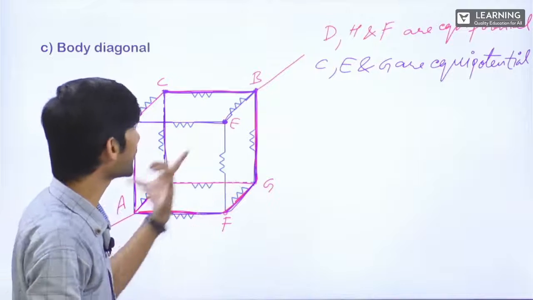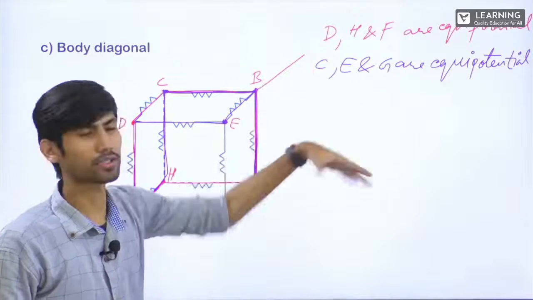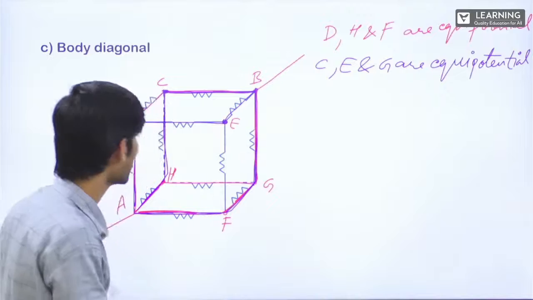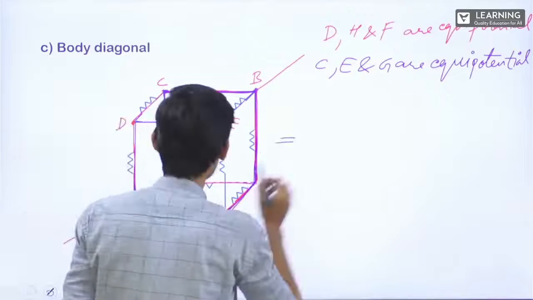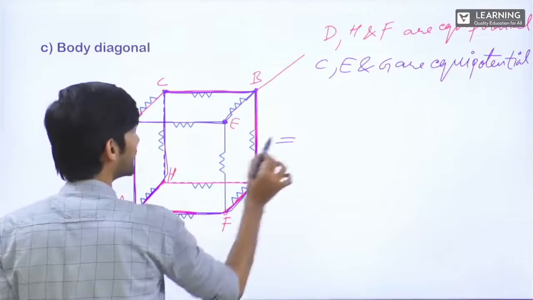All the points are covered. A and B are terminal. Then 3, 3, 6, total 8 points. Let's make an equivalent circuit. This will be a bit easy because it's completely symmetric.